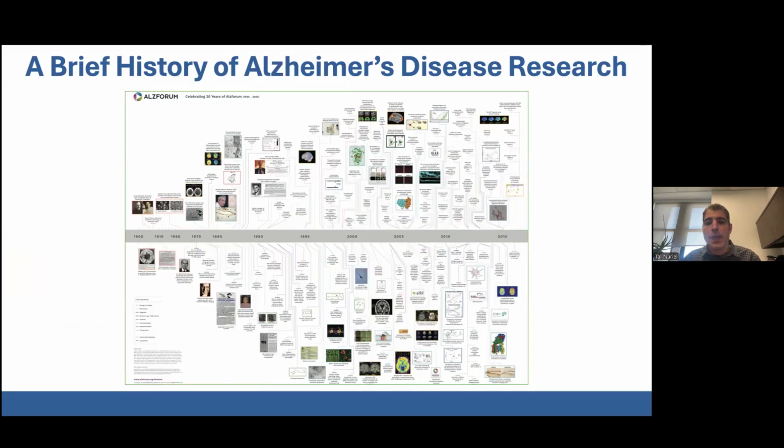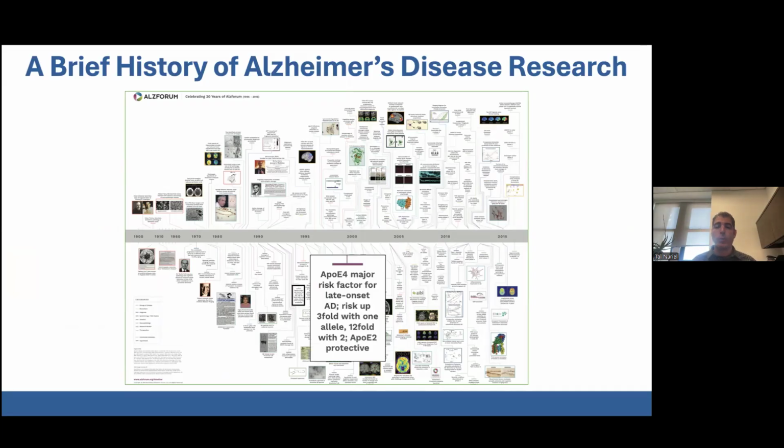And it would be easy to miss one of these discoveries here, way back in 1993, that this gene slash protein APOE4 is a major risk factor for the late onset form of Alzheimer's disease, and that its counterpart APOE2 is protective. That discovery was made by a man named Alan Roses, or in the lab of a man named Alan Roses at Duke University in 1993.